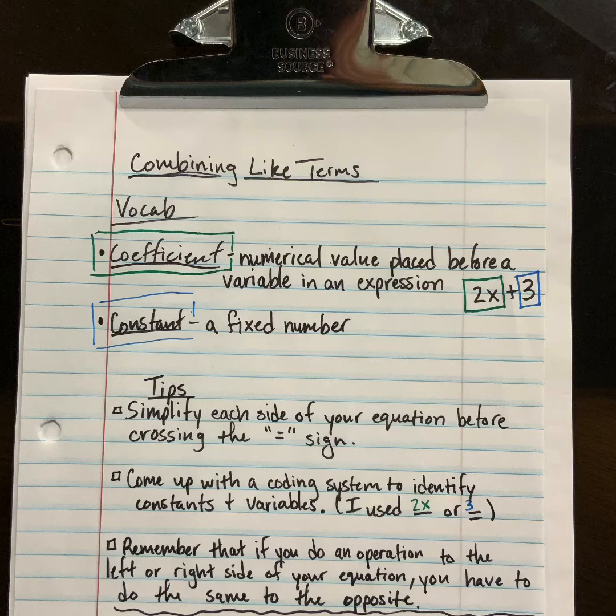Some tips to have when we were solving some of these equations, if you were having trouble with doing that, we need to make sure that we're simplifying each side of our equation before we cross that equal sign. And what that means is we need to simplify each expression, because if you remember, an equation is made up of 2 expressions with an equal sign in the middle. And we need to come up with a coding system to identify constants and variables. In this video, I used a single underline underneath my numbers that have a coefficient by a variable, and my constants had a double underline underneath of them. You can use that or come up with your own. Maybe you just use a certain color of crayon or colored pencil.